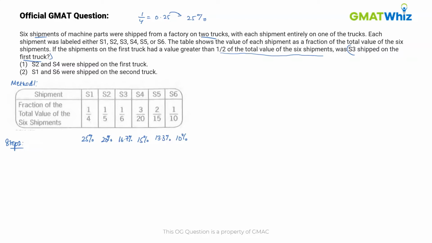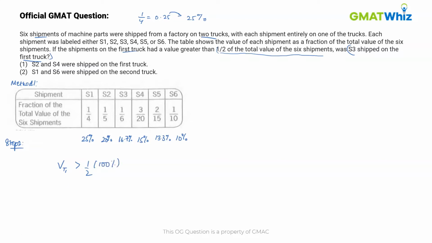Now, expressing these fractions as percentages makes the calculation much easier, and it helps us to avoid mistakes. Now, we also know that the first truck had a value greater than half the total value of the shipments. So if we denote VT1 as the value of the shipments on truck 1, we know that this value will be greater than half the total value. Now since we are expressing the shipments in percentage, we know that the total value will be 100%.